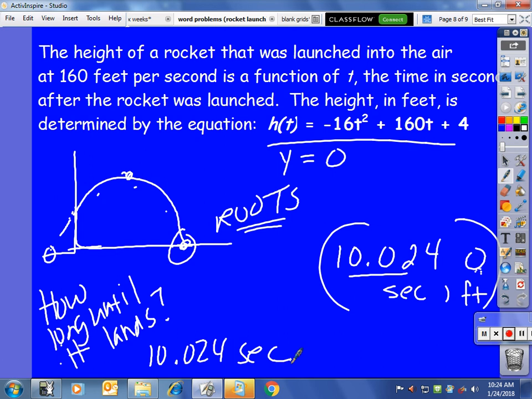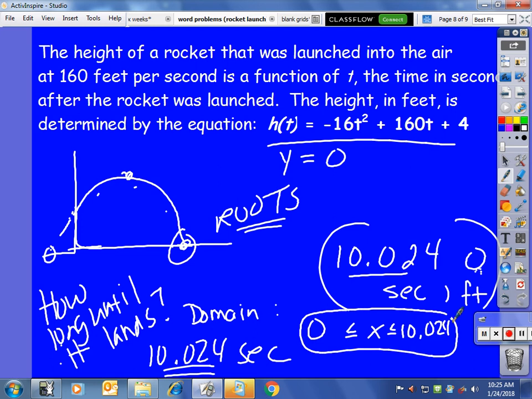What's the highest time value that makes sense in this problem? 10.024 seconds. What happens there? It lands. We're done. Experiment over. Rocket launch over. So the domain can also be determined by looking at your roots. In this case, my domain values go from 0 all the way up to 10.024 seconds, and all of the other x's are somewhere in between.